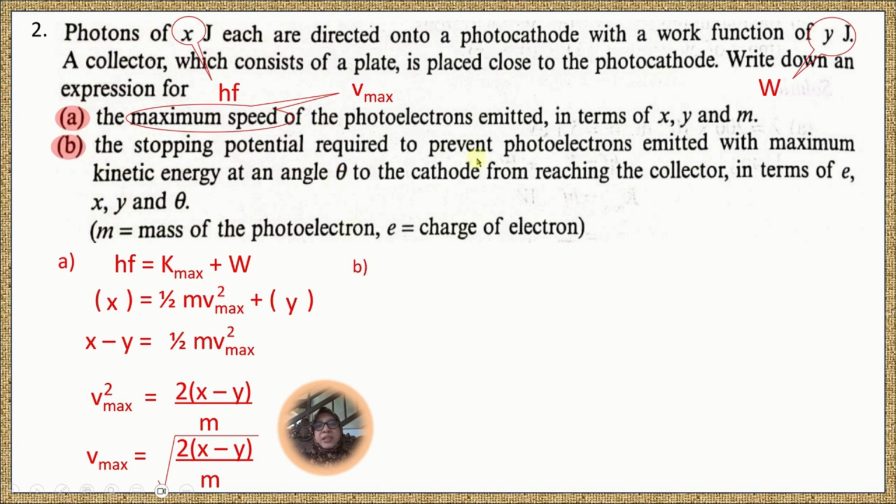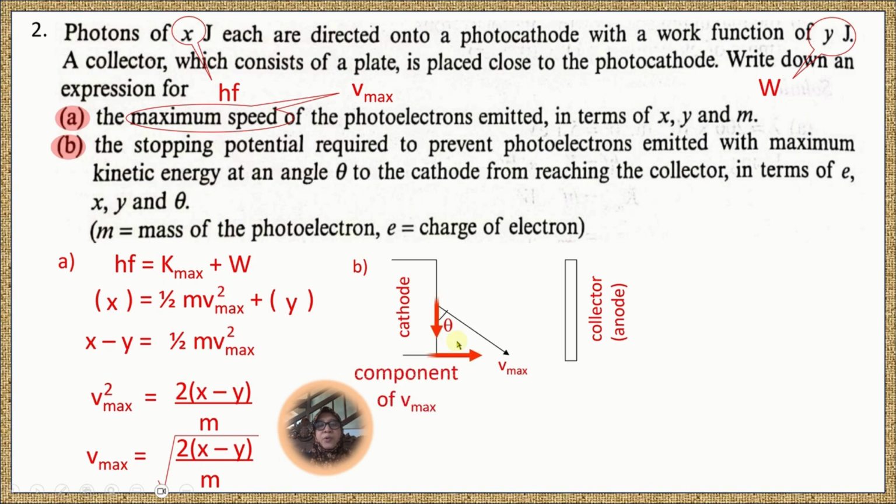So how to imagine this? Because the photoelectron is not at right angle to the cathode. It is at angle theta. So this is the cathode and this is the anode, which is the collector mentioned here. The photoelectron is incident at an angle theta. So this is the Vmax direction at angle theta.